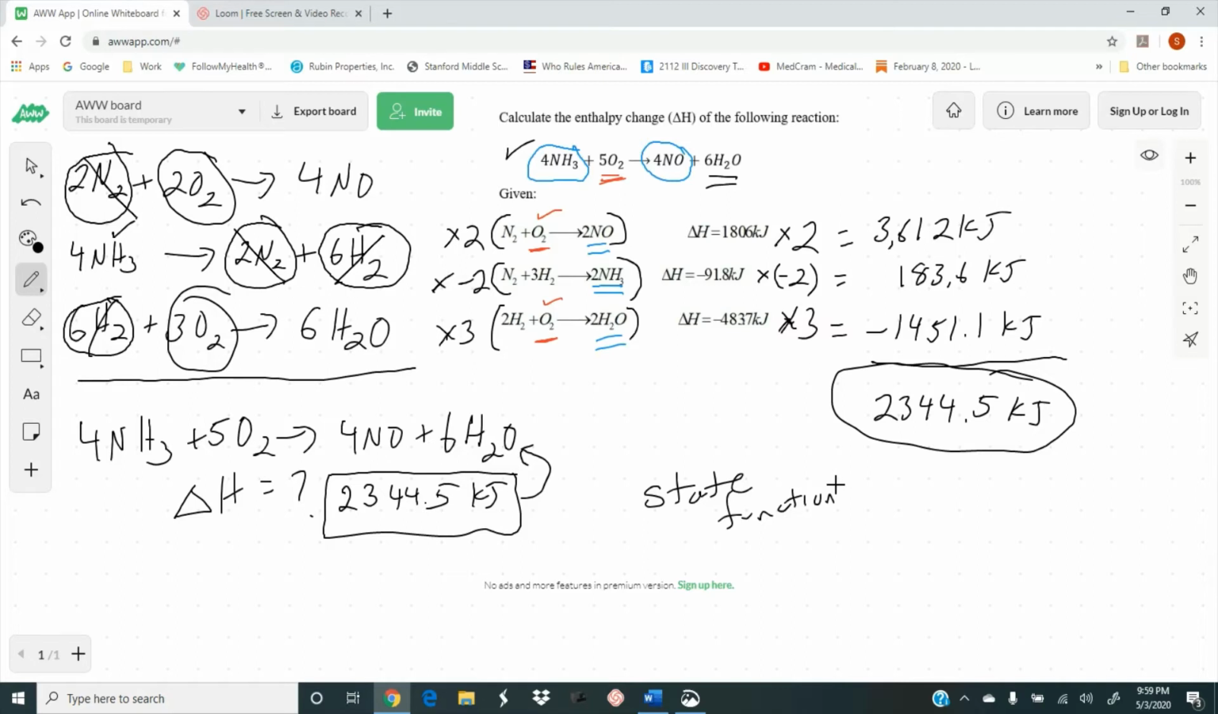Okay. All right, so I hope that wasn't too complex. Usually, if you only get two problems with two equations, you just manipulate those two equations. Once again, you can reverse them, you can multiply them by a number, you can even multiply them by a fraction. Whatever you do to these equations that you're given to get your overall equation, you do the same thing to the delta H, and then you add them up, and that gives you the delta H for your equation. Here we can mention that this is an endothermic reaction because the delta H is positive.